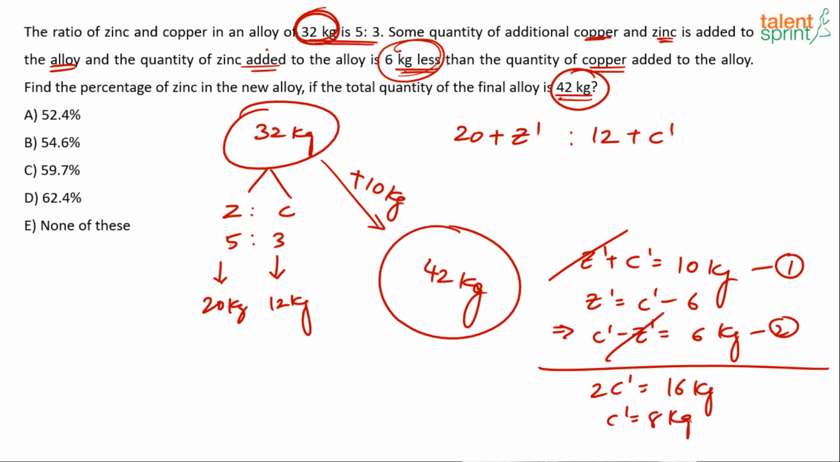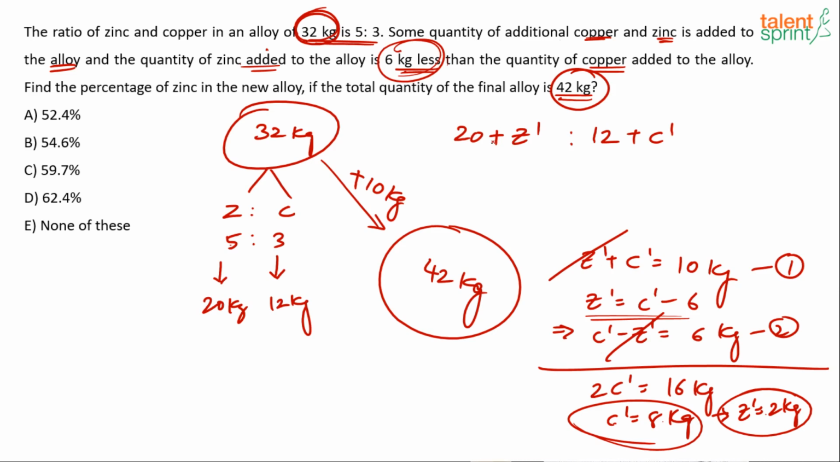If C dash is 8 kgs, obviously Z dash will be 2 kgs because total has to be 10, right? C dash plus Z dash is 10. So 8 plus 2 is 10. 8 minus 2 is 6. Both equations are satisfied. Yes or no? So I now know that the new quantity of copper that is added is 8 kgs. New quantity of zinc that is added is 2 kgs.